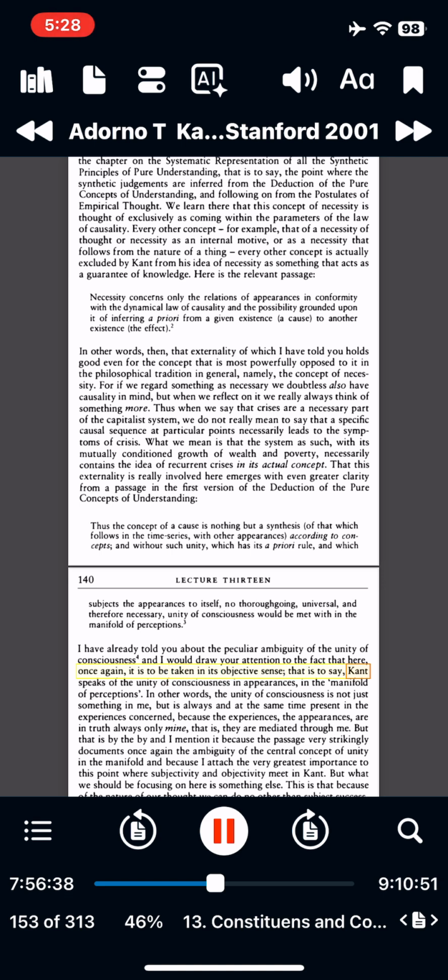That is to say, Kant speaks of the unity of consciousness in appearances, in the manifold of perceptions. In other words, the unity of consciousness is not just something in me, but is always at the same time present in the experiences concerned, because the experiences, the appearances, are in truth always only mine, that is, they are mediated through me. But that is by the by, and I mention it because the passage very strikingly documents once again the ambiguity of the central concept of unity in the manifold, and because I attach the very greatest importance to this point where subjectivity and objectivity meet in Kant.